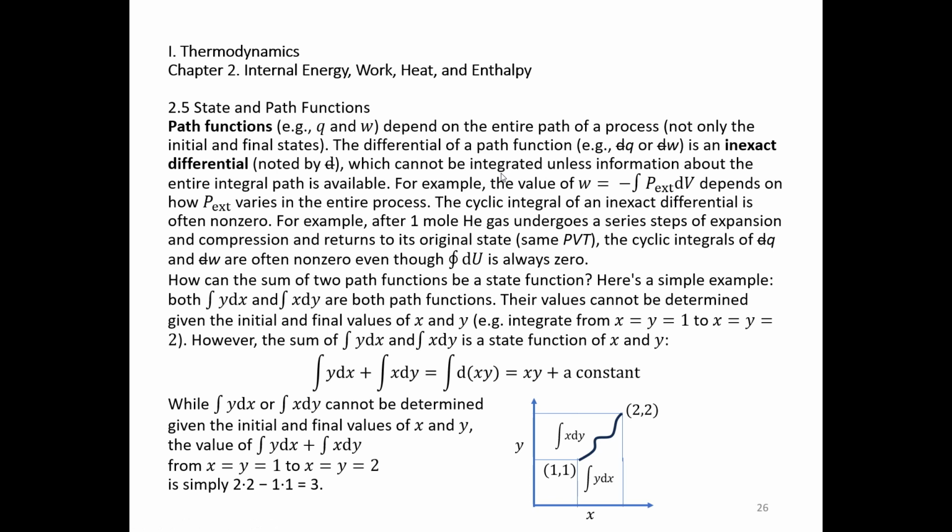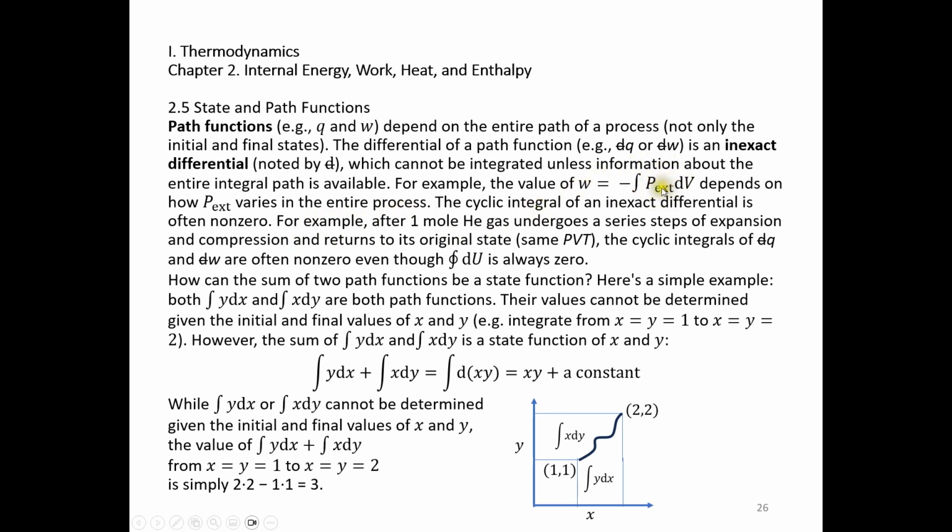For example, there's an equation for expansion work, negative integral P external dV. If we only know the initial and final states of the system, we cannot compute the value of work. We have to know how this external pressure changes through the entire compression or expansion process. This P external can be a constant.